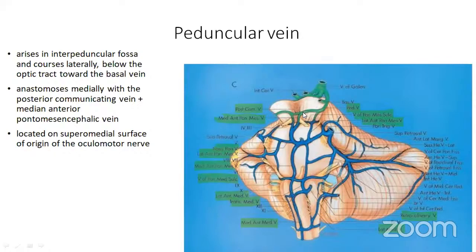The peduncular vein arises in the interpeduncular fossa. It courses laterally below the optic tract. Here would be the optic tract. It courses laterally below the optic tract towards the base to drain into the basal vein.